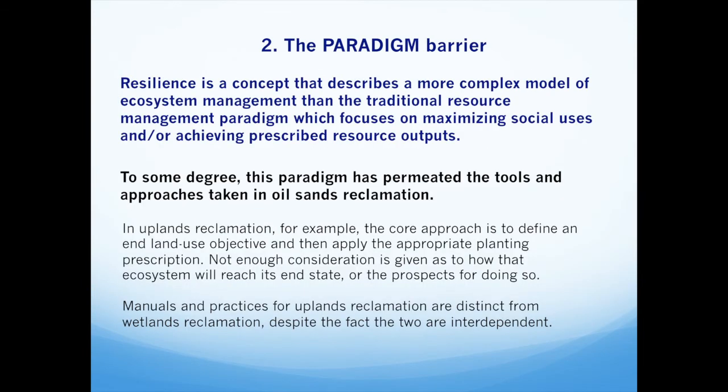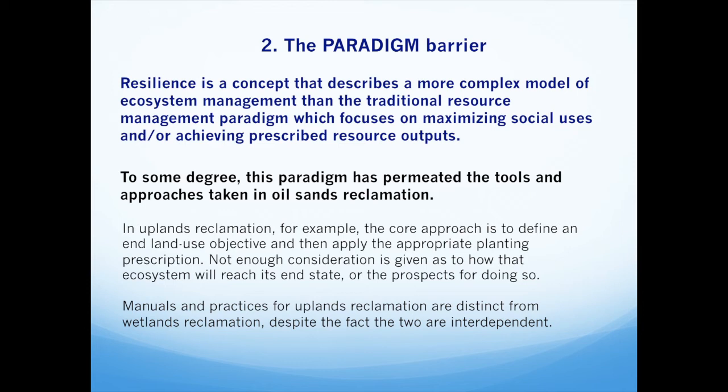There's a paradigm barrier we need to think about. Resilience is a concept that describes a more complex model of ecosystem management than the traditional resource management paradigm, which focuses on maximizing social uses under achieving prescribed resource outputs. So we have this tendency to say, well, we want to manage for things like timber volume or wildlife habitat attributes or some sort of single objective. Resilience requires that you think broader than that. We cannot manage for a single objective because it tends to destabilize systems when we do. And there are plenty of examples in the natural resource management space to illustrate that point.